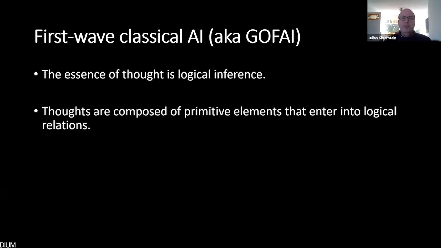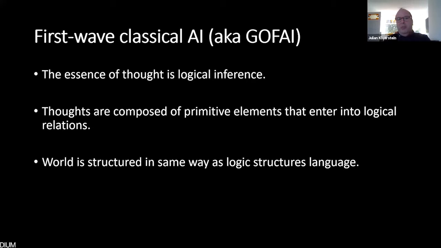So the idea was that thoughts are composed of primitive elements, symbols that can enter into logical relations with each other. And these logical relations can mirror the kind of structure that we find in the world. So objects would be mapped onto names, for instance. Properties and relations would be mapped onto predicates. And so you can have a logically structured thought that maps onto the kind of structure that we find in the world, where the world is divided up into discrete objects that have properties and enter into logical relations with each other.